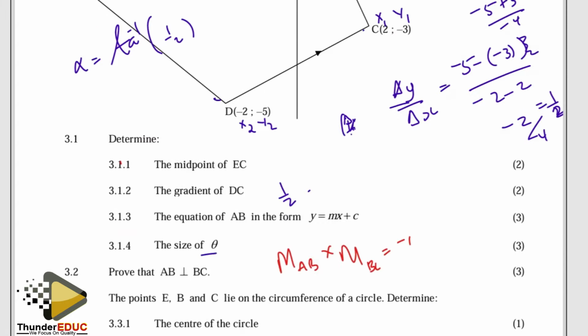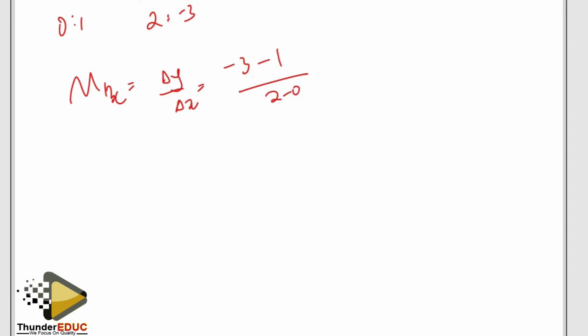So 0, 1, 2, negative 3. So the gradient of BC is going to be change in y over the change in x, which is going to be negative 3 minus 1 over 2 minus 3. It's going to be negative 4 over 2, which gives me negative 4. So if I get negative 4 times my alpha, I get negative 1.